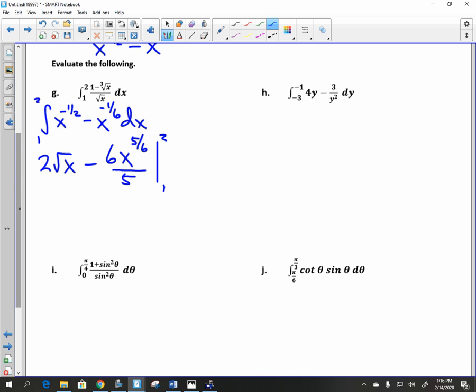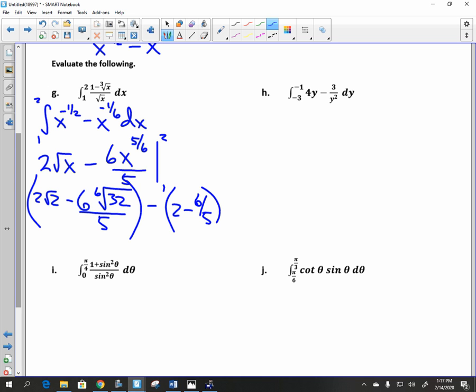So I plug in 2. The point of this problem is really to go through and find the antiderivative. So I would plug it in now. No nice way about going over this. We would have 2 roots of 2 minus, what is 2 to the 5th? 32. So we'd have 6 times the 6th root of 32 over 5 minus, and then we plug in 1. If we plug in 1, what would you get? 2 minus 6/5. And we could just plug that in and come up with some decimal in our calculator, right? Okay, so we'll leave it as that for right now.